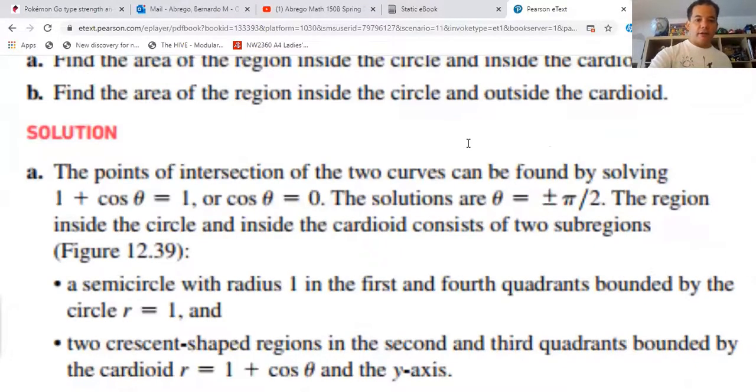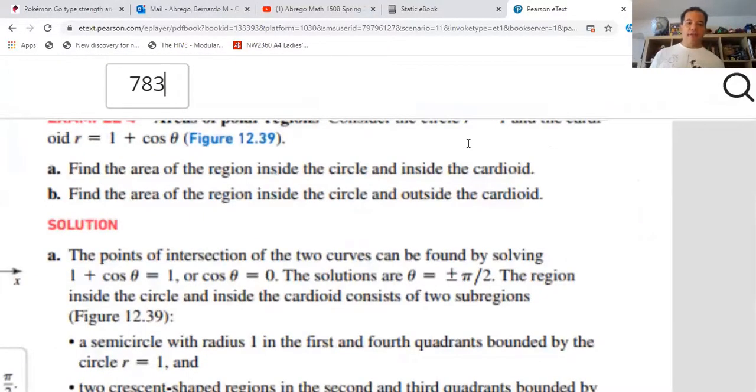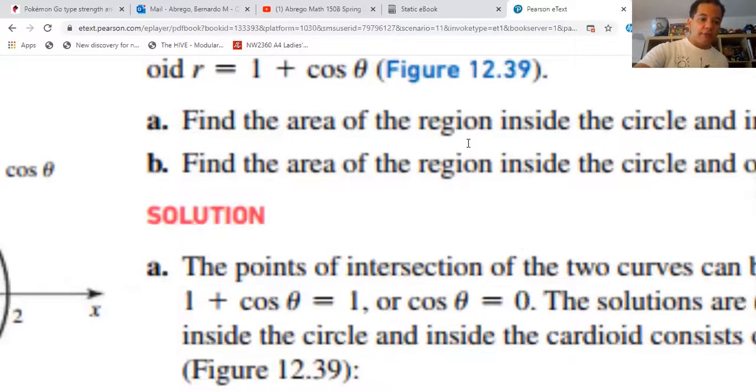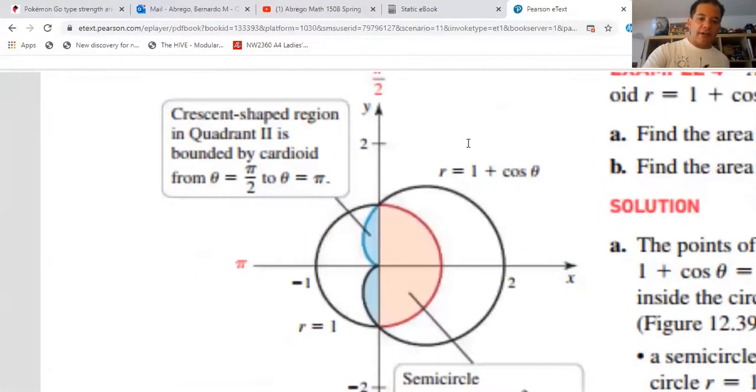Question 1. Find the area of the region inside the circle and inside the cardioid. So find the part that is inside both of them. And part B, find the area of the region inside the circle but outside the cardioid. So in part B, we want to find the area that is right here, inside the circle but outside the cardioid.